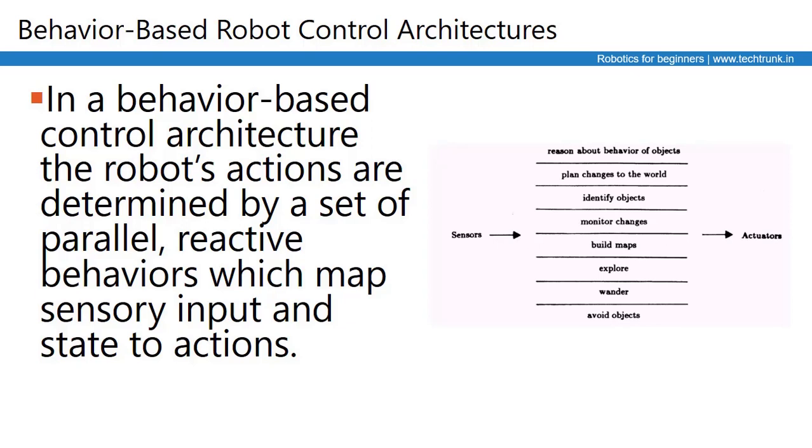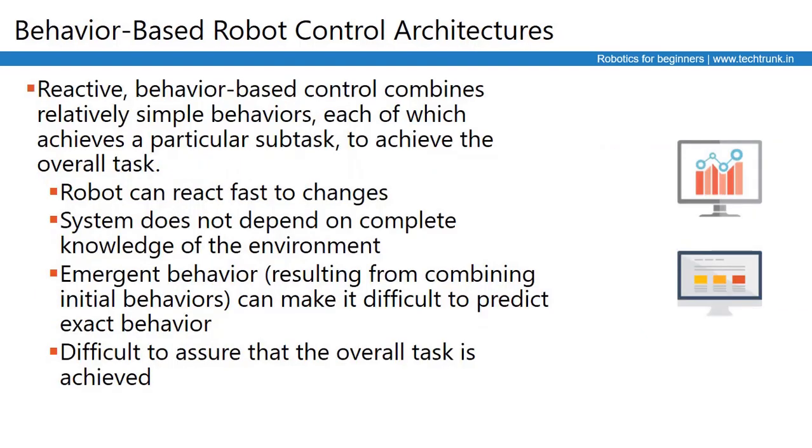In that, the first layer could be low level management or low level intelligence, where the robot is only avoiding obstacles, and then the robot is wandering, exploring, building maps, monitoring the changes, identifying the objects, and planning the changes to the world, and then reasoning about the behavior of objects, and then finally it triggers the actuators. So the behavior-based robotic control architecture is more reactive.